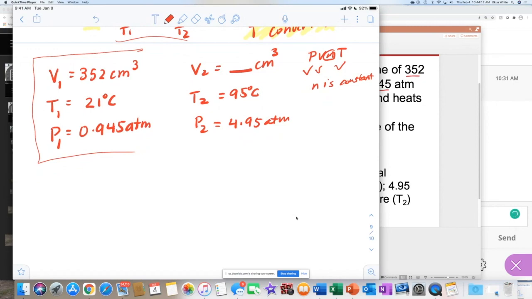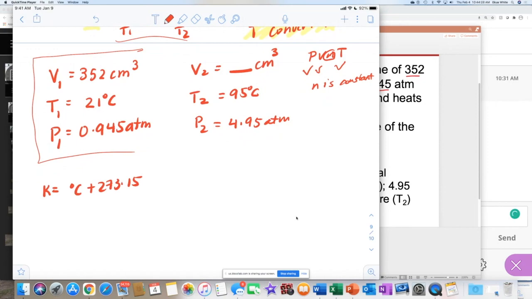What do I do to go from Celsius to Kelvin? What's my equation? You add 273.15. Yes, Kelvin is degrees Celsius plus 273.15. Okay, so I'm going to do that with this.